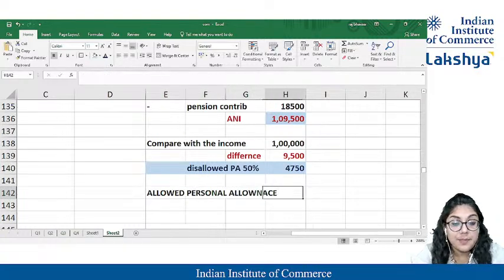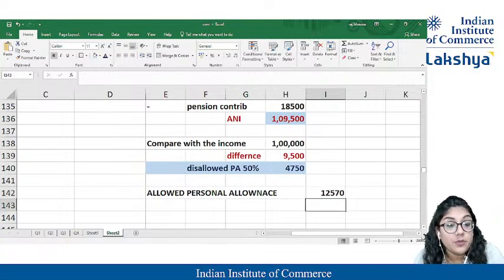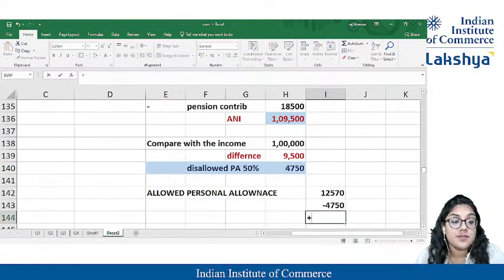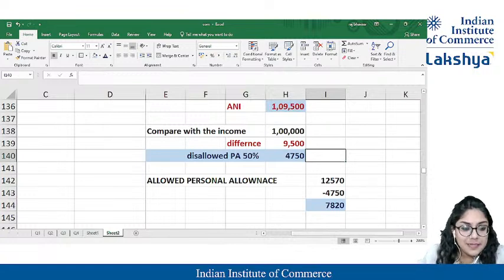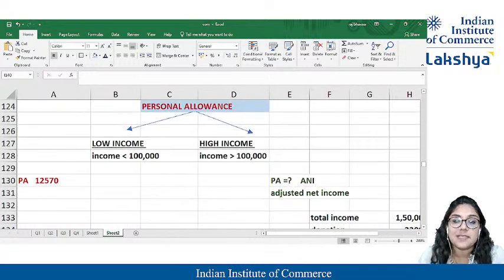So we know, students, my personal allowance which is normally allowed is 12,570. But out of that, this much is not allowed. So my final allowed allowance is 7,820. Did you get this? Let me explain it once again.